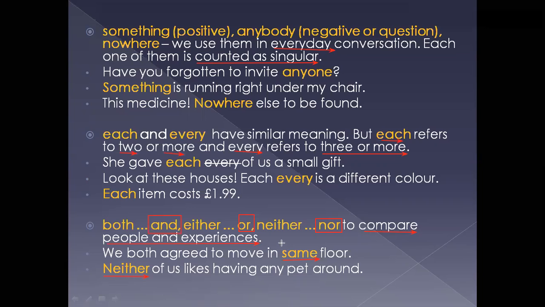Either Sophie or Fatima, or neither Sophie nor Selma. That's how it should be. Both Sophie and Fatima. That's how we're going to use it, okay? That's what it means. So any question on this part? Okay. No, it's clear. Okay, let's move to the next slide here.